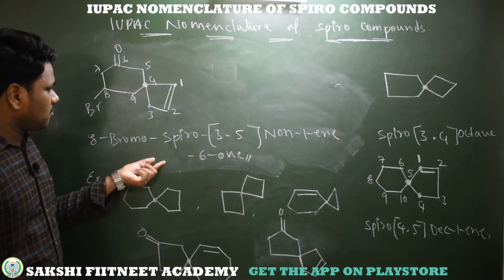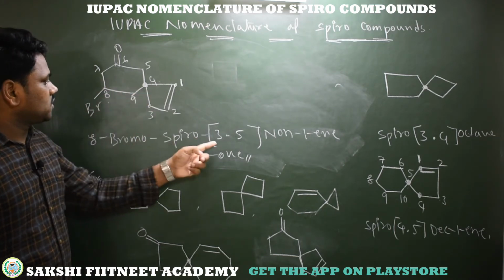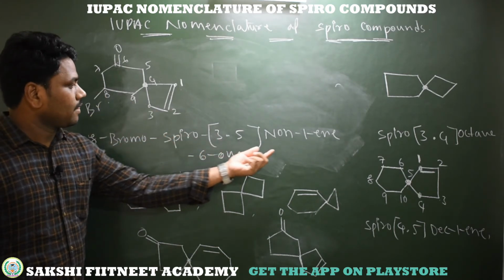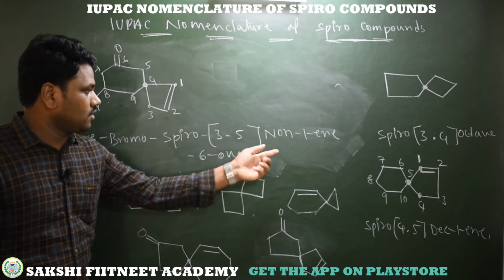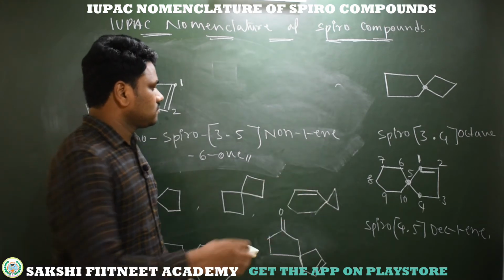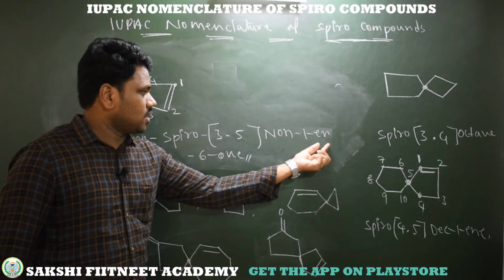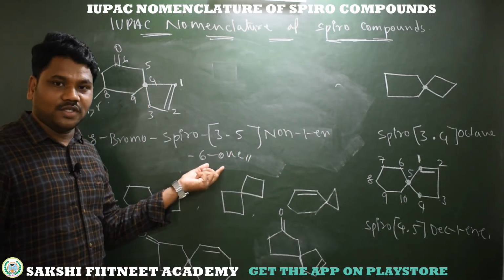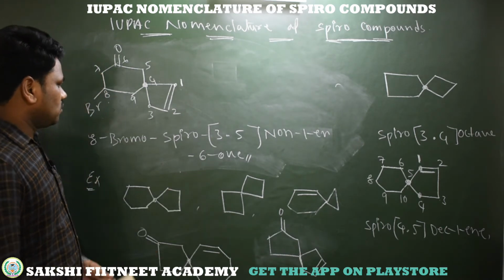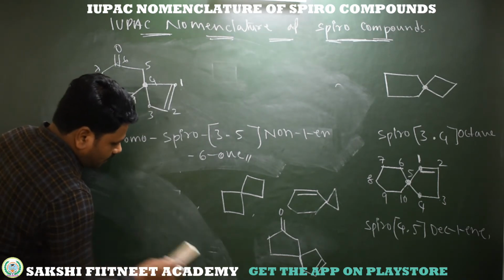So what is the IUPAC name of this compound? It's 8-bromo spiro 3,5, 3 carbons in this ring, 5 carbons in this ring, 3, 5, that is ascending order. Nonane, the total number of carbons in this spiro compound. The word root for 9 is non, and at first position we have a double bond, sorry, here it's ene, which is the unsaturation primary suffix. Now end with the functional group, which is the secondary suffix. Here ketone is at 6th position. So this is the IUPAC name of this spiro compound, which has a functional group as well as unsaturation.